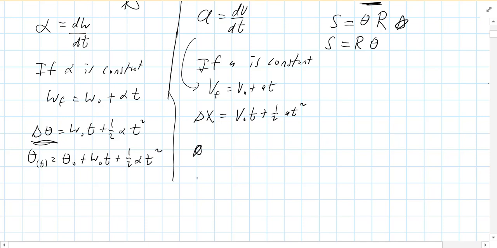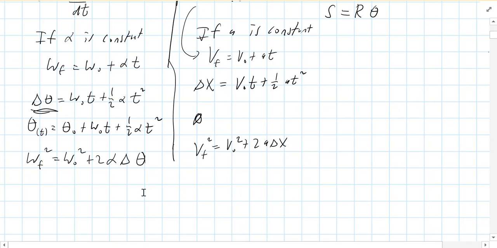Similarly, in a linear system, we have v final squared equals v naught squared plus 2a delta x. Now again, this is only true if acceleration is constant. In an angular system, we have the analogous equation: omega final squared equals omega naught squared plus 2 alpha delta theta. So now we're really into the Greek letters here. Okay, so it's the same equation.